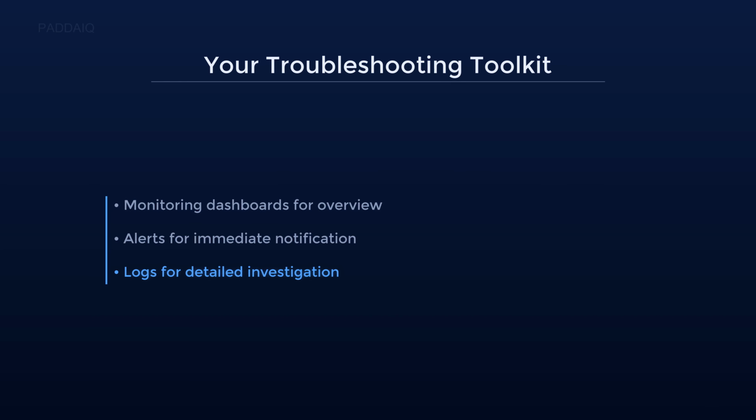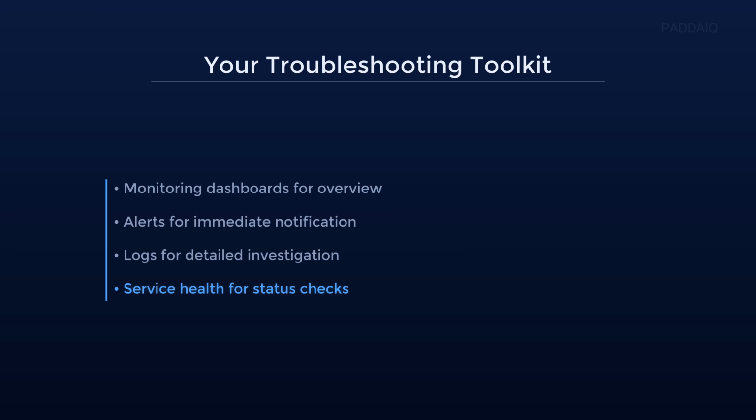Logs for detailed investigation. These are chronological records of system events that help you trace and understand issues. For example, if a user reports an app error, you can check the logs to see the exact error code and timestamp when it occurred. Always consult logs to pinpoint root causes effectively.